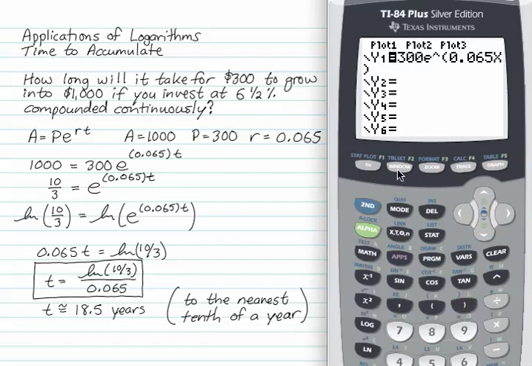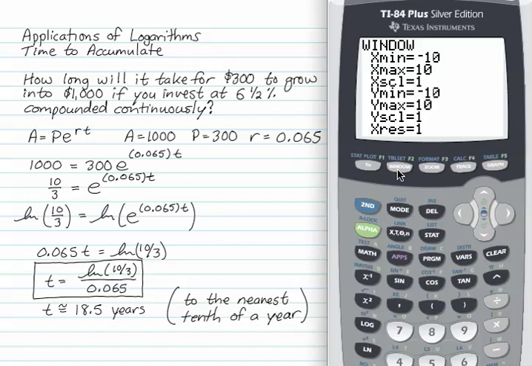Well, let's set a reasonable window for this. If we're talking years, let's say about -5 to 25 years, because our answer is about 18. We can count by fives.